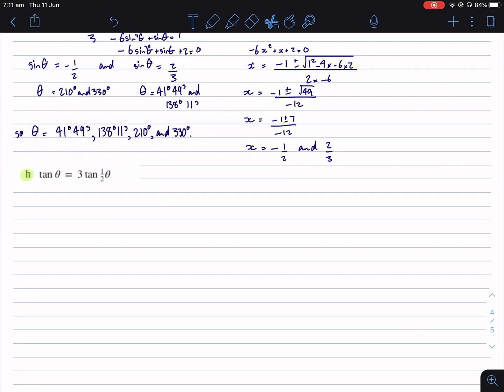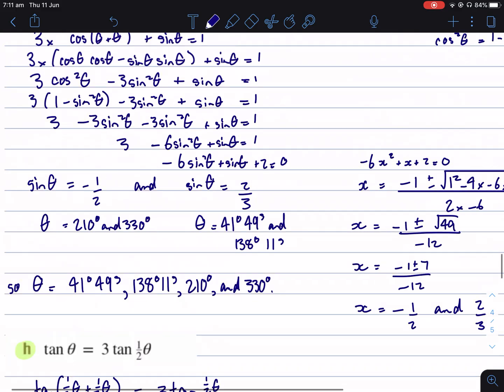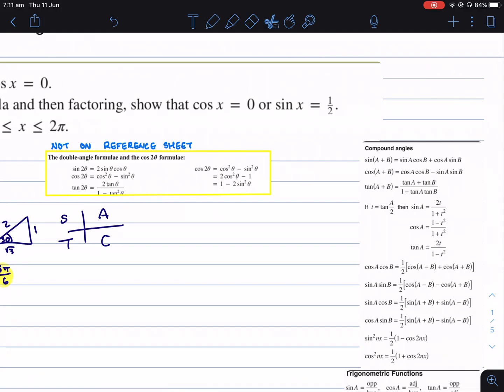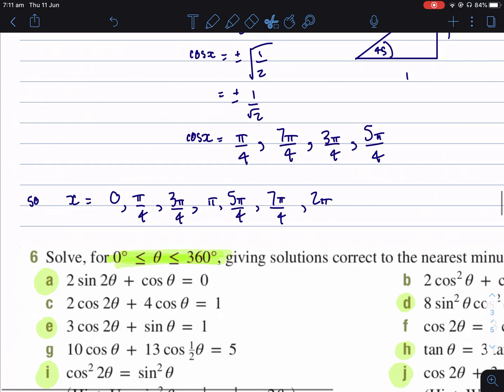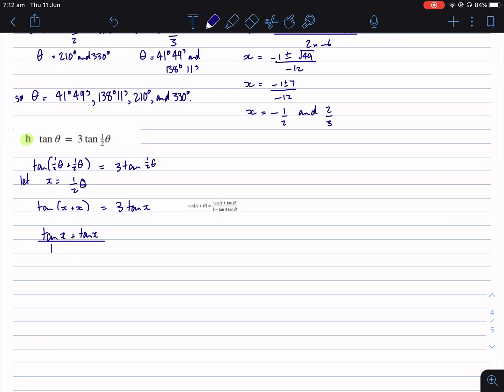Now this seems weird because it's half theta there, but that's a tip that I should make this tan half theta plus half theta. I'm going to let x equal half theta just to make the preliminaries a bit easier. So we've got tan x plus x equals 3 tan x. Compound angle formula for tan is, oh gosh, this one, I hate this one. That was a roller coaster for you watchers. So I'm going to have to use that one. So I've got tan x plus tan x over 1 minus tan x tan x. This still equals 3 tan x.